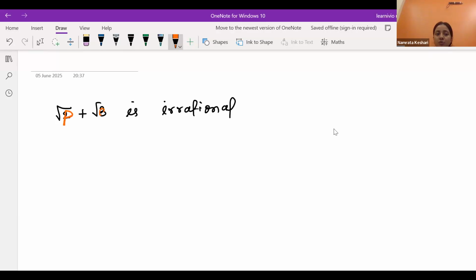Your question was how to show that root 2 plus root 3 is irrational, right? Ma'am, not root 2 plus root 3, it's root p plus root q. Let's take root p plus root q. Same thing you have to do with root 2 plus root 3.